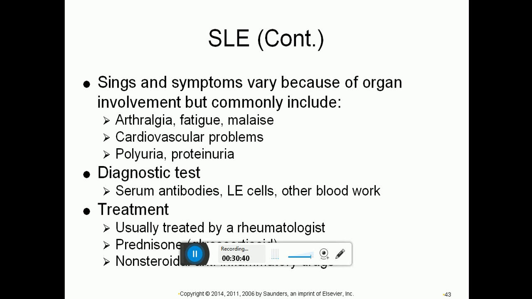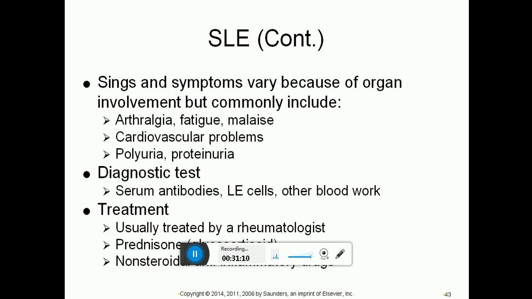it's attacking. So if it's attacking the brain, that person can start getting depressed or confused, or hallucinations can happen. Even seizures can happen. If it's attacking the kidney, then that person can start developing high blood pressure or blood in urine. So again, the clinical picture of lupus is very wide depending on what part of the body is being attacked.